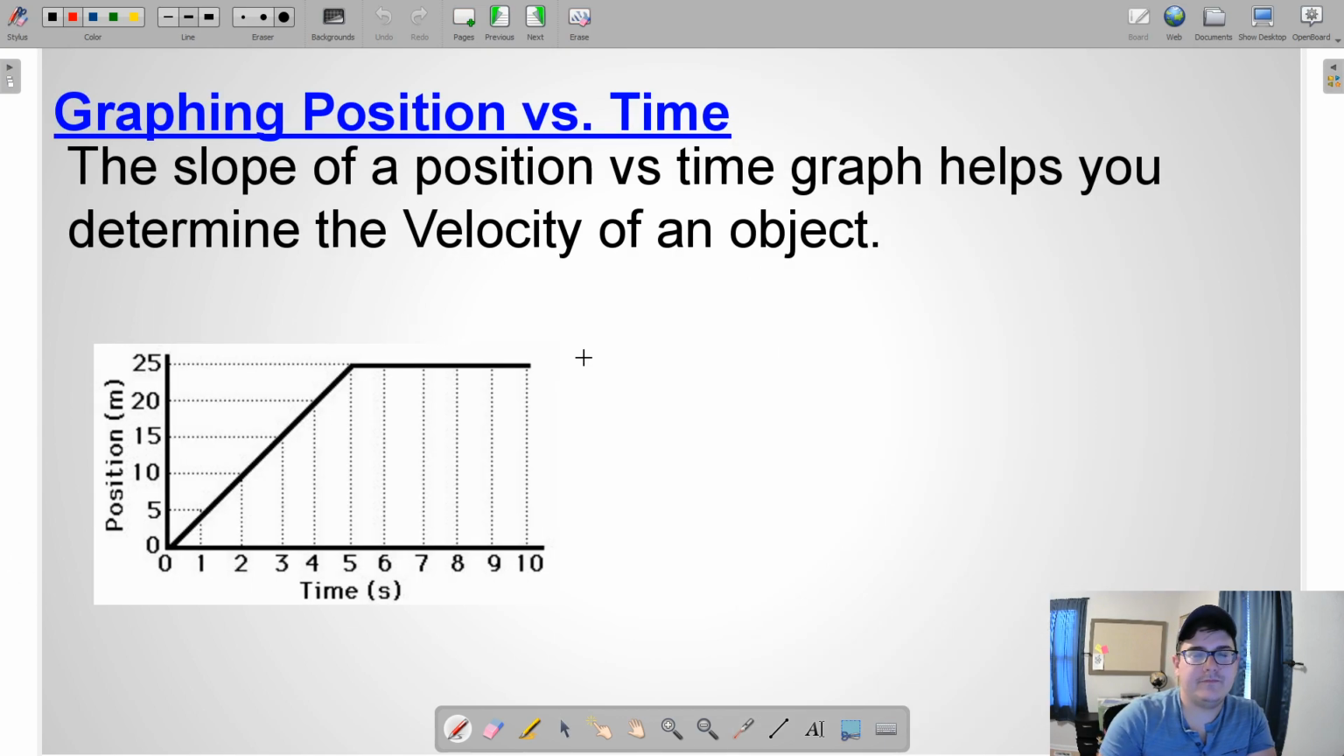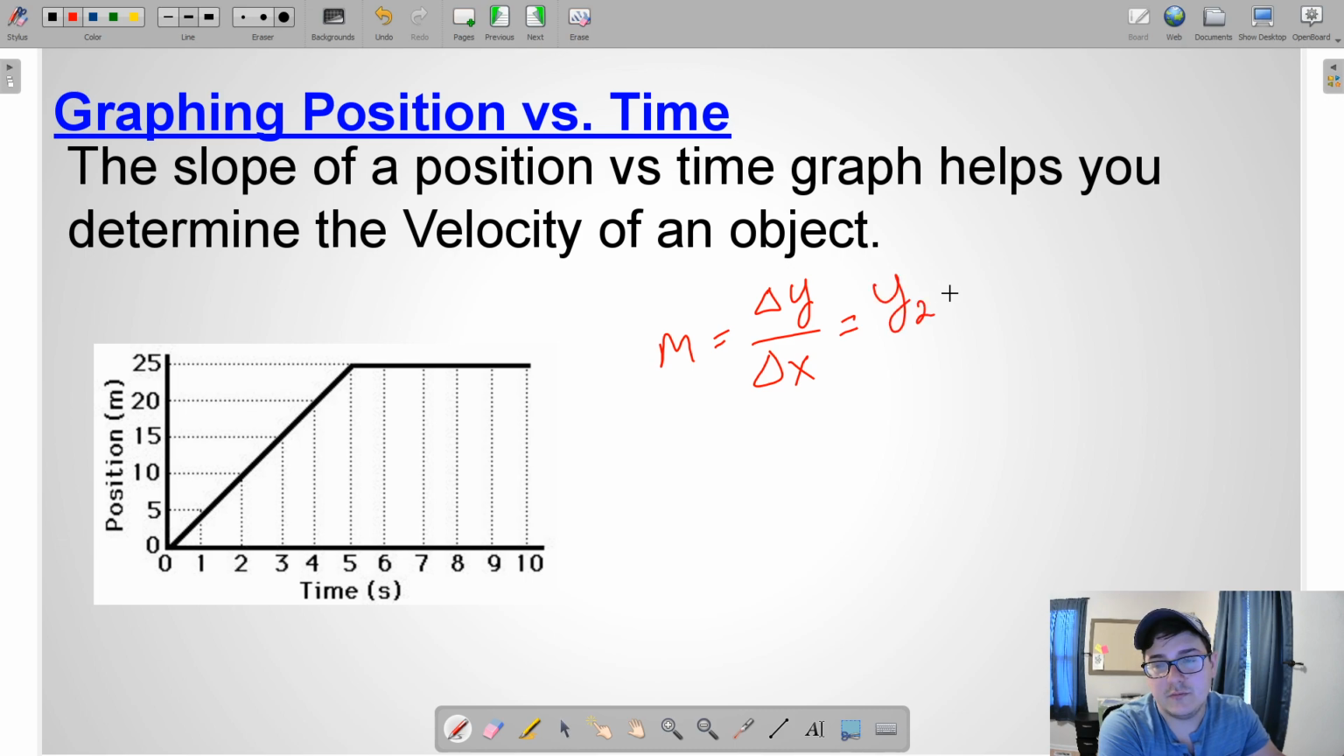All right, graphing position versus time. Now, we've done this quite a bit up to this point, but I just want a refresher on what this exactly means. So when you read a graph, it is always for the slope of an object. It is always change of y over change of x. I've seen it written this way, you can also write y2 minus y1 over x2 minus x1, or even, very simply put, rise over run.